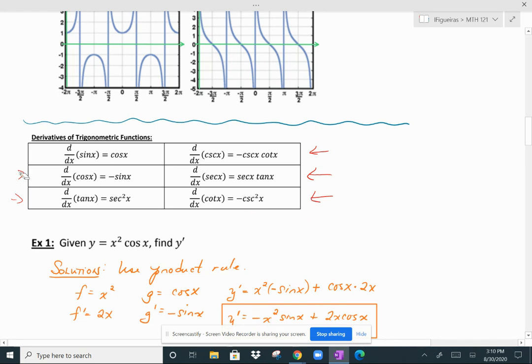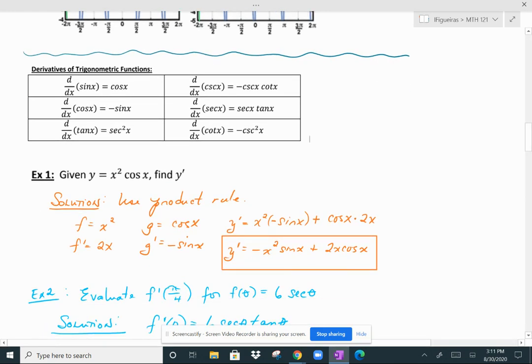All right, so it takes some time to get used to these and not mix up the plus or minus signs because some of them have negatives in front of them. So just the more you practice them, the better you'll get at it, and then actually make an effort to memorize them. All right, so here's our first example.